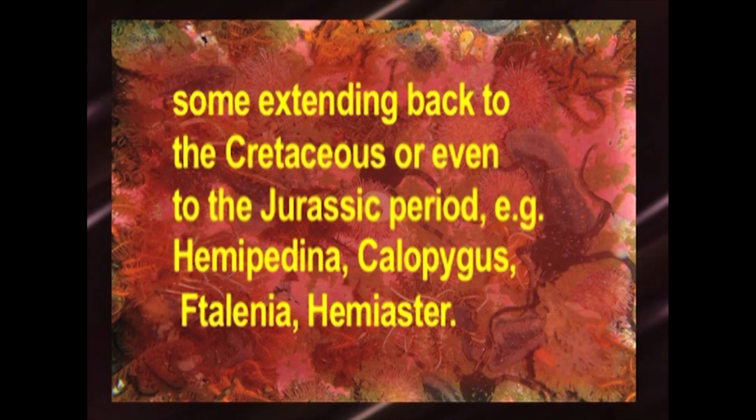Those found in deep water have a much wider range in space than those found in the shallow water. Many genera, especially those with considerable range in depth, have also a long range in time, some extending back to the Cretaceous or even to the Jurassic period. For example, Hemipedina, Calopygus, Phymosoma, Hemiaster, etc. All the Paleozoic echinoids belong to the endobranchiate division of the regular group, with two exceptions.